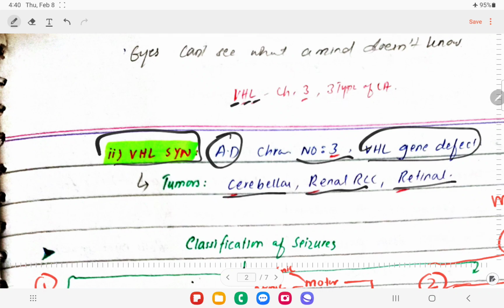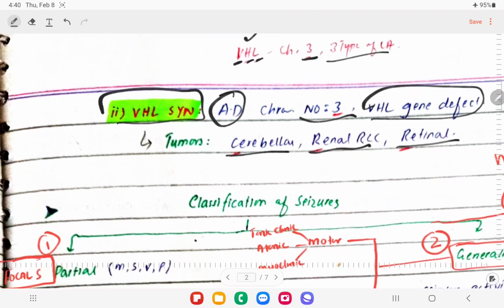This is just to memorize, I think. VHL gene that is present in chromosome number 3. So these are three words. So we have three types of carcinoma in these patients. So this is also related to epilepsy.